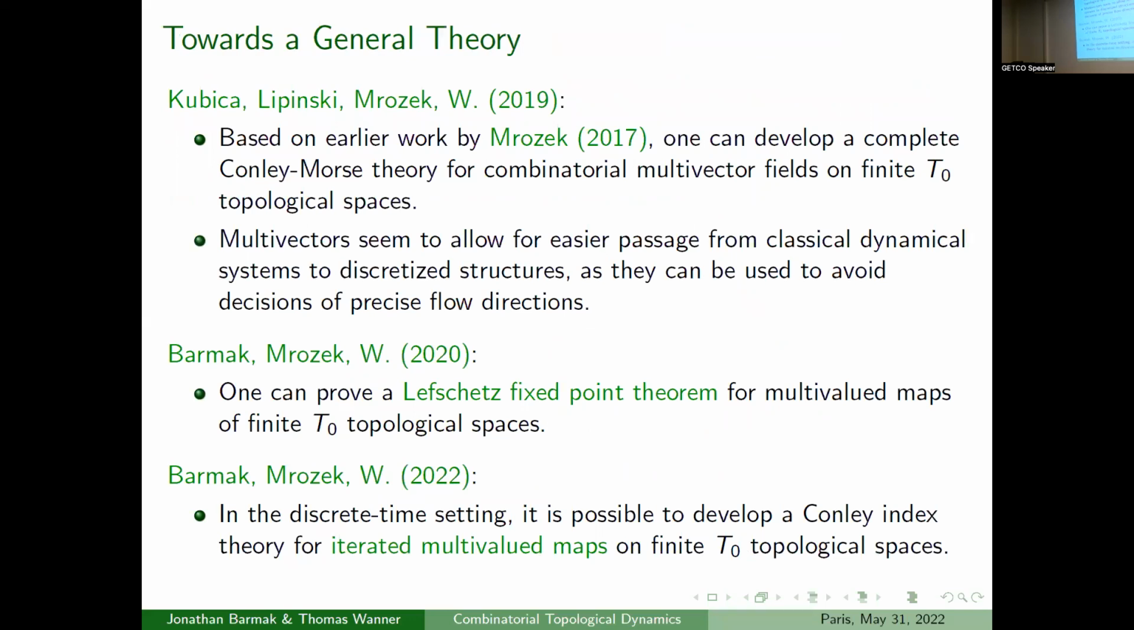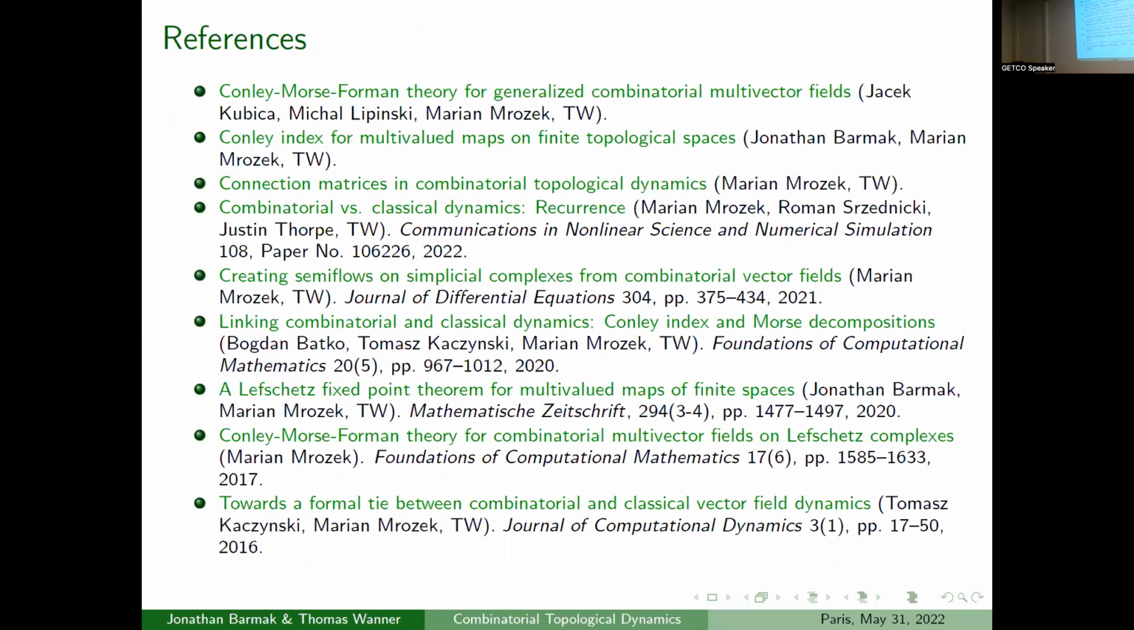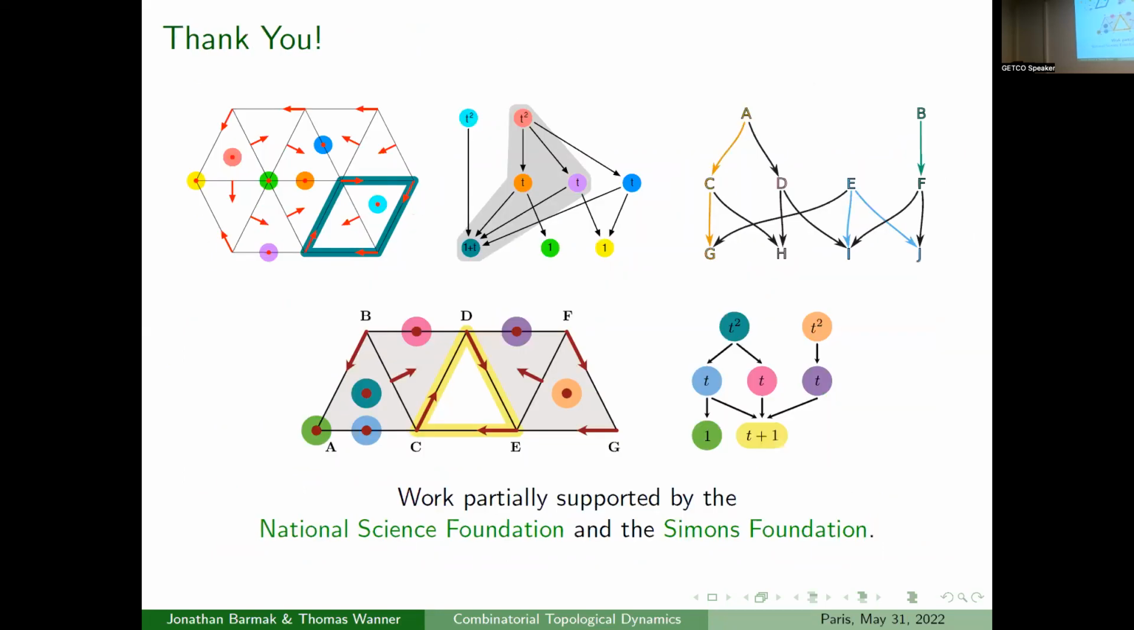But in the end, what I basically described today was this result from this recent paper where we generalized this dynamics to multivector fields on finite topological spaces. You can push this even further, and this is what Jonathan, Marian, and I are working on these days. Can you do general multi-valued dynamics, discrete dynamics on finite topological spaces? We already have results that give you a Lefschetz fixed point theorem for multi-valued maps, but you can actually also get a Conley theory. This is something that we're working on. If you look at the slides online, there are references. Other than that, thank you very much.